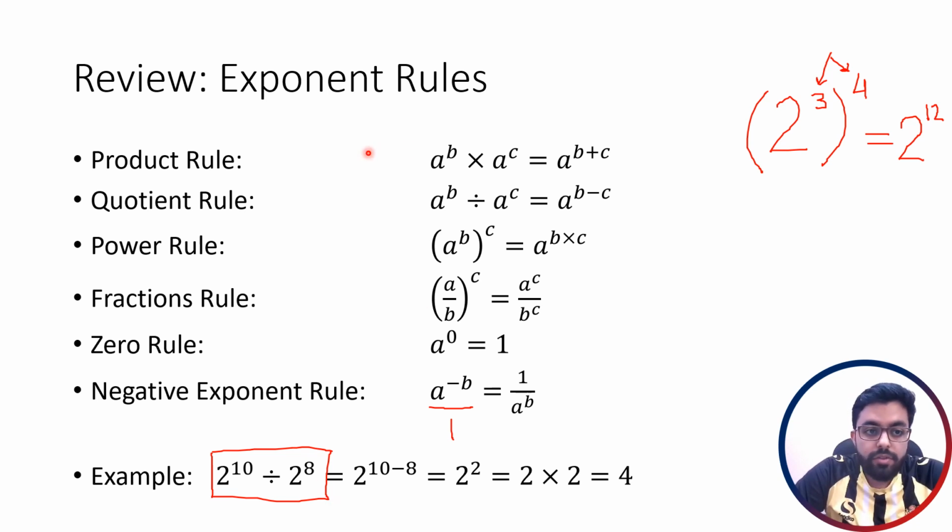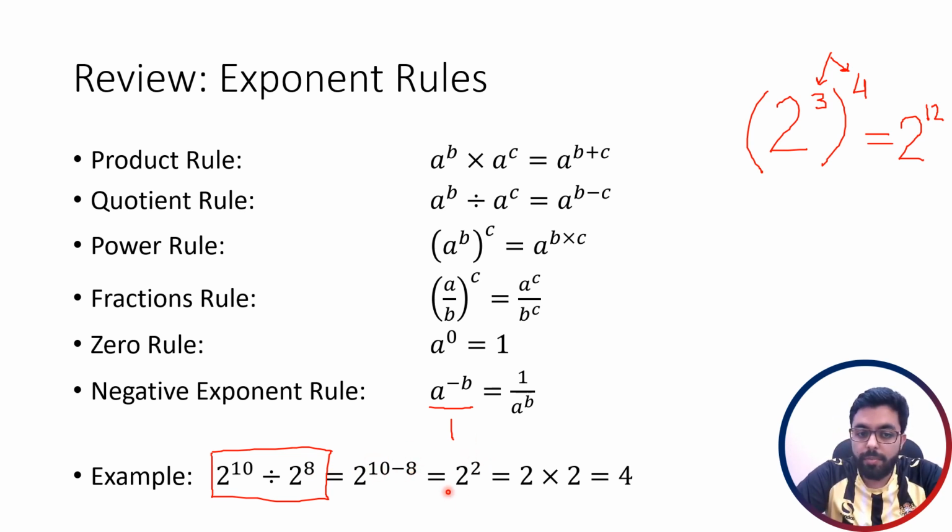Whereas what you could have done is use the quotient rule. Well, we've got the same base, right? We've got a 2 here, we've got a 2 there. We've got different exponents. We've got a 10 here, we've got an 8 there, and we've got a division sign in between. So what the quotient rule tells us is you can rewrite that as one power where the base stays the same. So we've got this 2, and then you subtract one exponent from the other. Here it was b and c. Here it's 10 and 8. So we have 10 minus 8 up top. 10 minus 8 is 2.